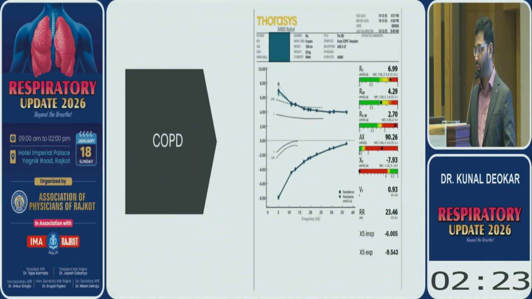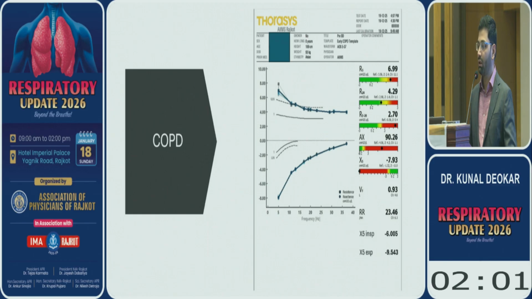Again, this is a report of forced oscillometry. R5 6.99, more than 4, that means total airway resistance is increased. R20 more than 3, so there is central airway resistance. R5 minus R20 2.70, that means there is also distal airway resistance. AX highly increased, more than 4, it is 90.26, and X5 also more than -1, it is -7.